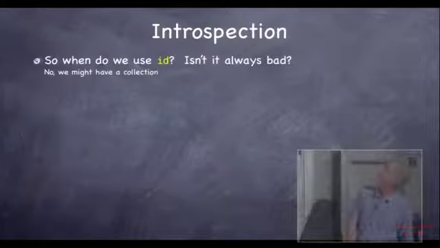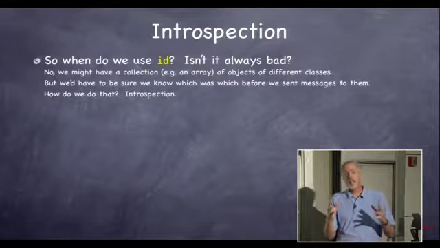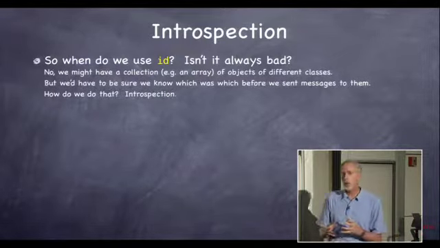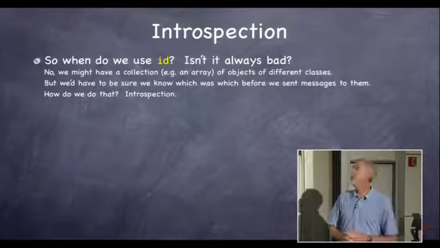Let's see, what do we got here? Introspection. So we got this ID. It's dangerous. It can crash our program. What are we going to do? We're going to use introspection.